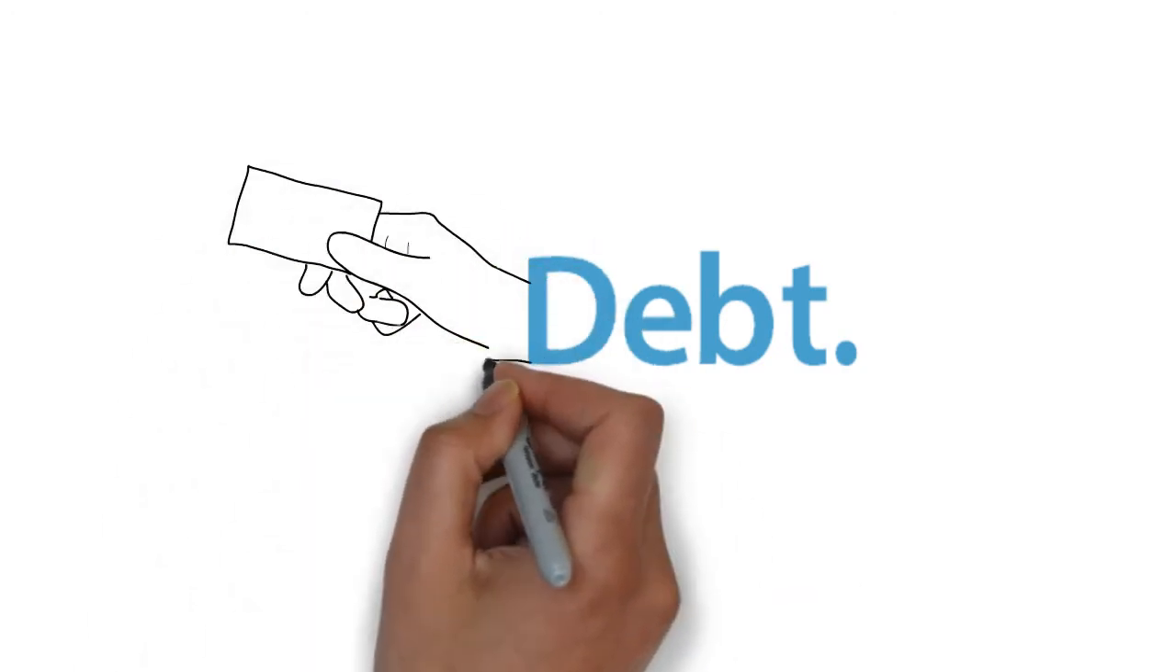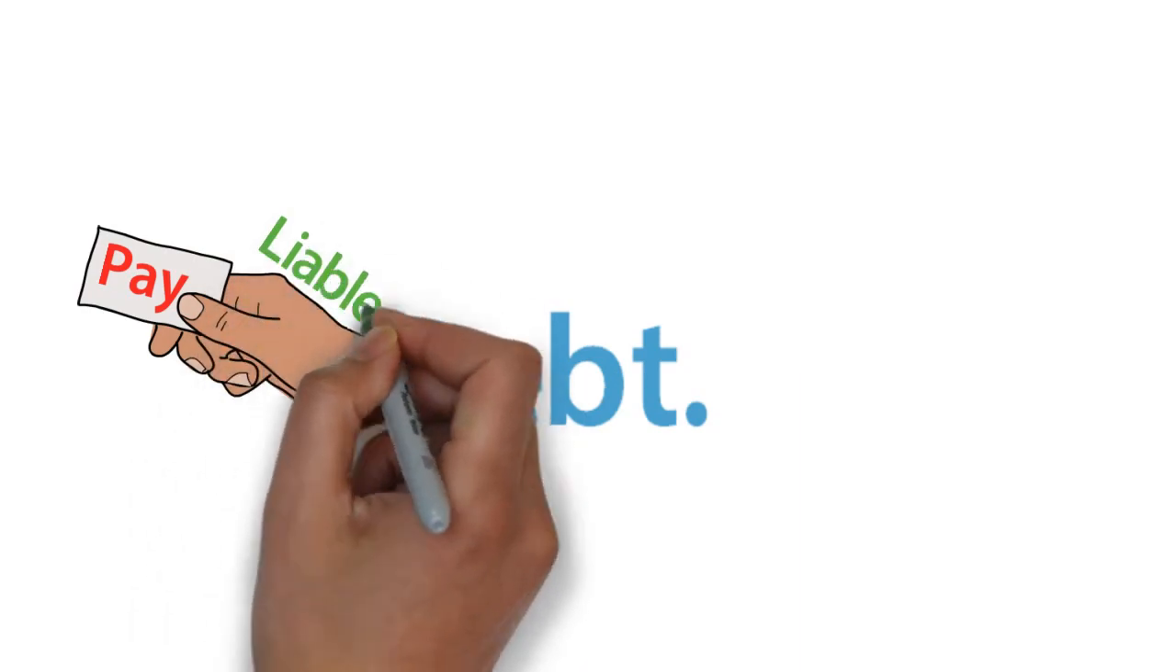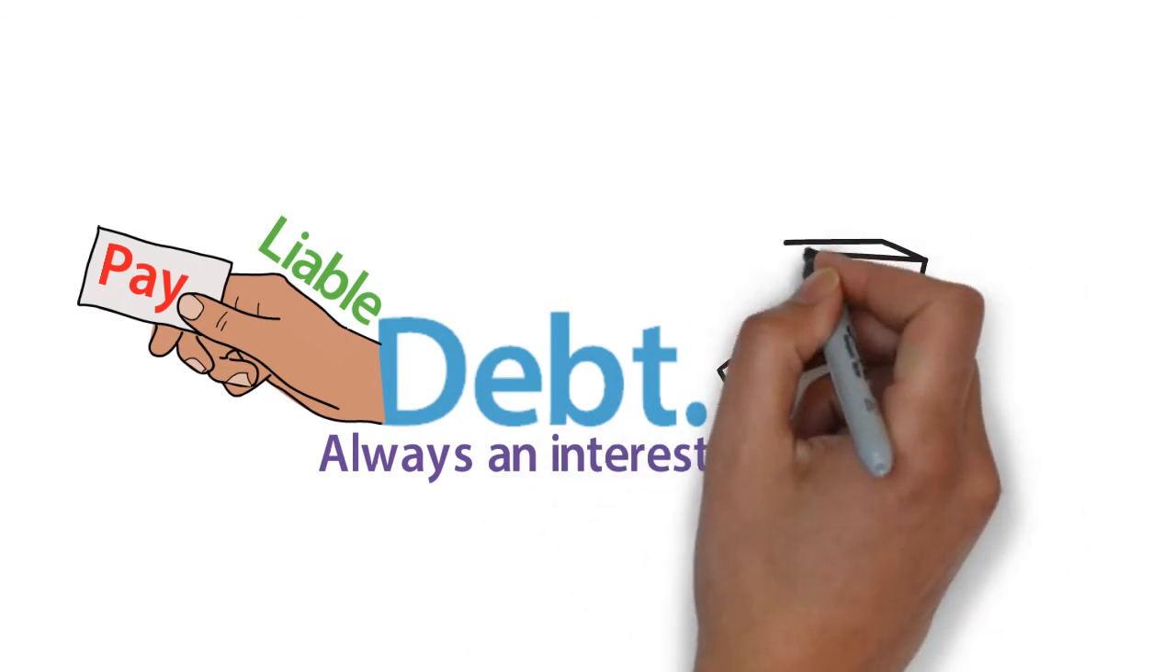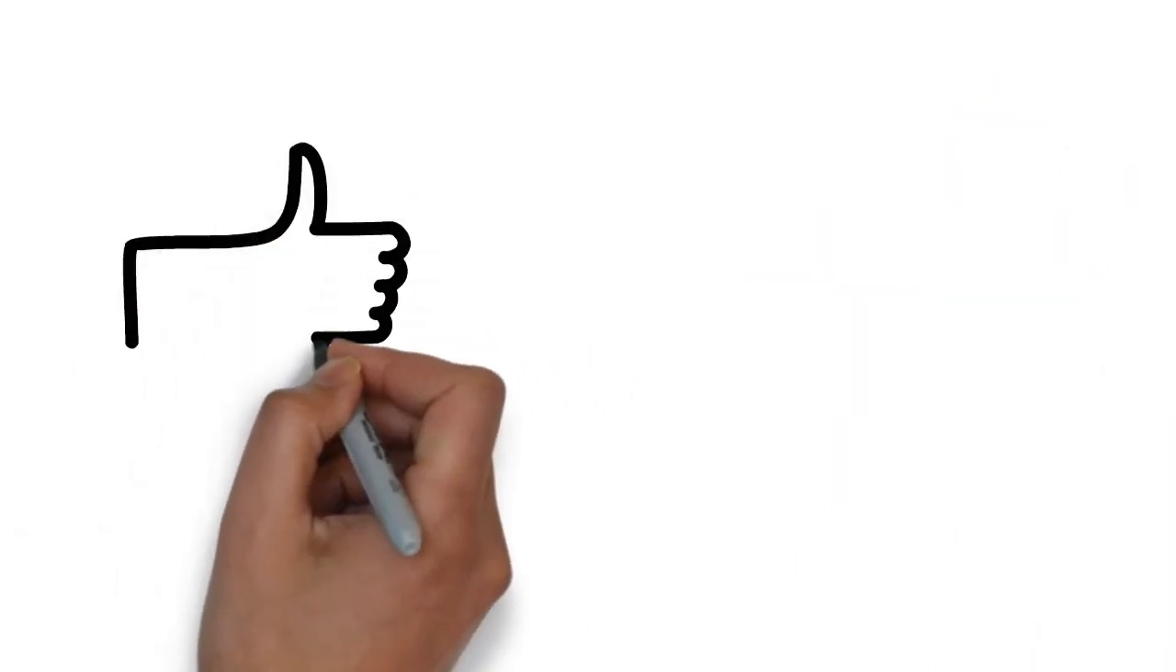Having a debt means you owe someone money or anything else. Having a debt means that you are liable to pay someone. Whenever there is a debt, there is always an interest payment attached to it. That means the principal amount and any interest payable on the principal.